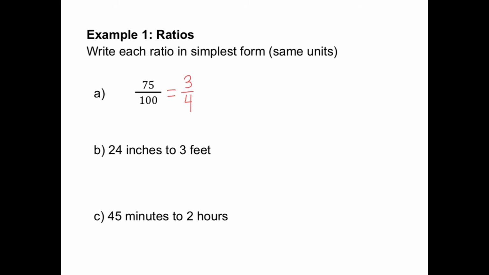Now, with the next example, 24 inches to 3 feet, this is where we really have to pay attention to the same units. Inches and feet are in different units. So the first thing I'm going to do is take the 3 and multiply it by 12 to figure out that that is actually 36 inches. So we actually have 24 inches to 36 inches. And again, you can use your calculator if you wish to simplify this fraction down. They're both evenly divisible by 12, so the answer will be 2/3.